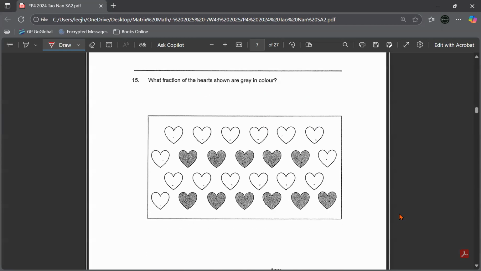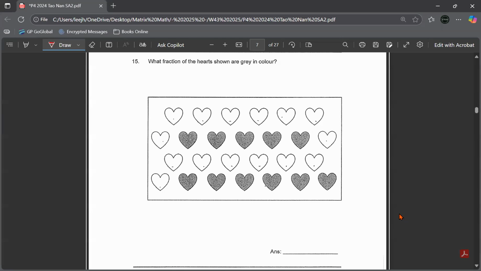Okay. Question 15. What fraction of the hearts shown are gray in color? If you count those that are gray, it's actually 1, 2, 3, 4, 5, 6, 7, 8, 9, 10, 11. Out of the total, your denominator must always be your total. How many hearts are there? 1, 2, 3, up to 26. So the fraction will be 11 over 26.